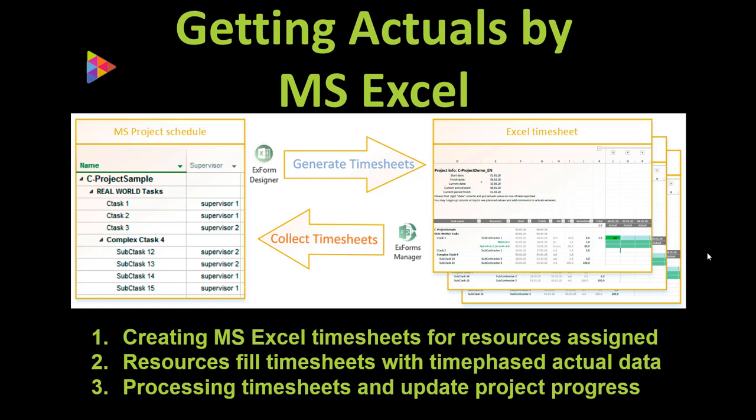Project Manager can update the state of a project easily by using the following steps. The project will generate timesheets for every resource in a task, then the resource will give information about actual completed tasks, and the construction project will collect all data and update everything in the project.